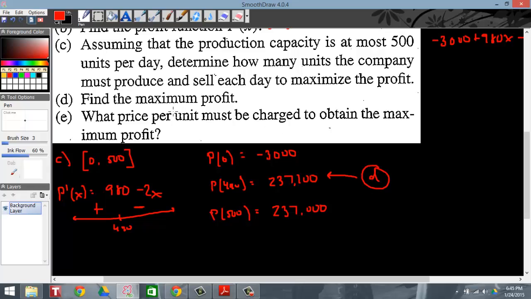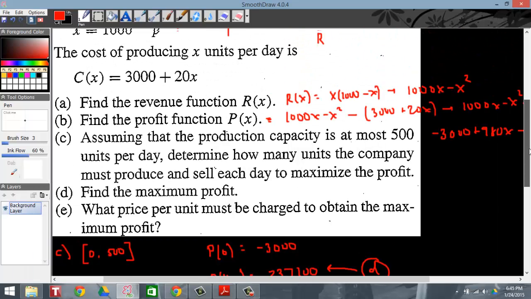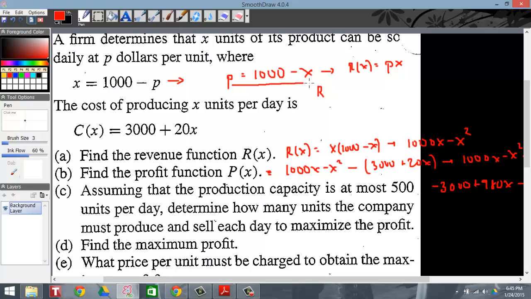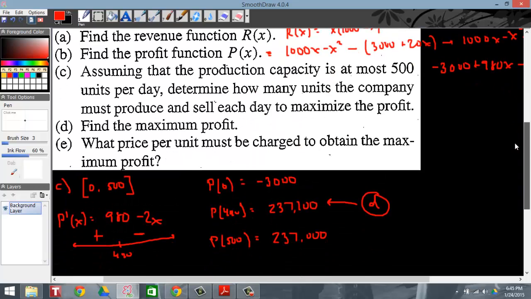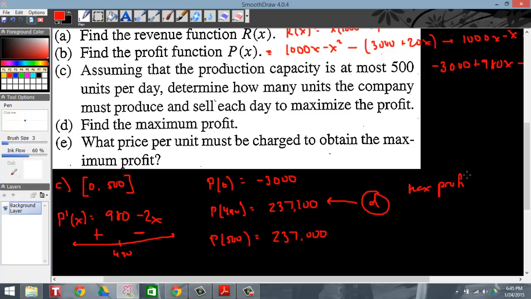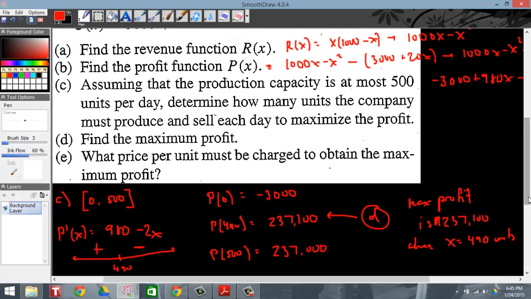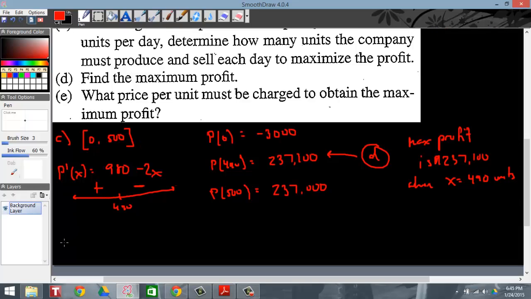Good job. And then what price per unit must be charged to obtain the maximum profit? Okay. Well, we have to go back to our price function here. This is this thing here. And so our max profit is $237,100 when x is equal to 490 units, then we have to figure out the price per unit. Well, we can go to the price function here and say 1,000 minus 490. So to solve for E, we would say that P is equal to 1,000 minus 490, which is $510 per unit. Good profit.